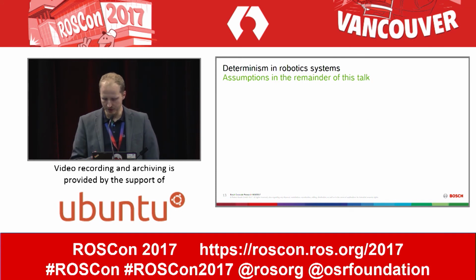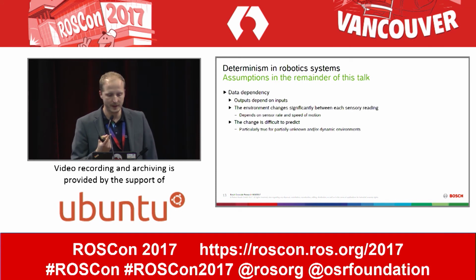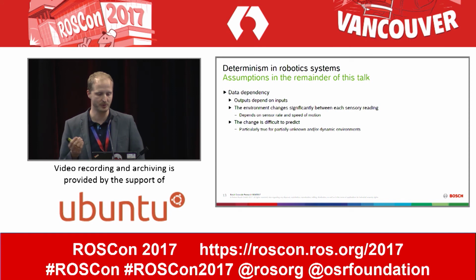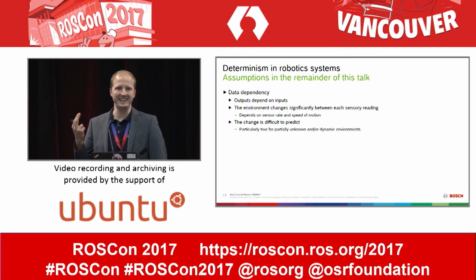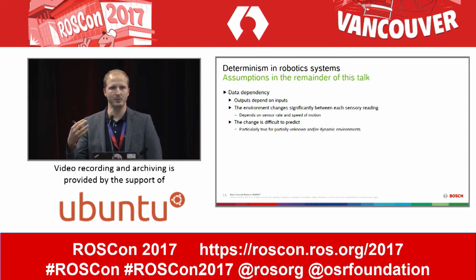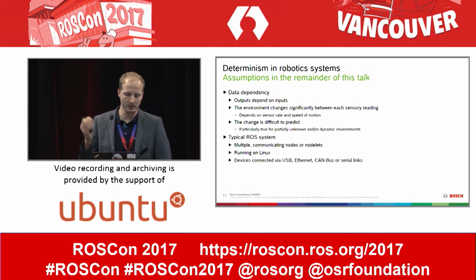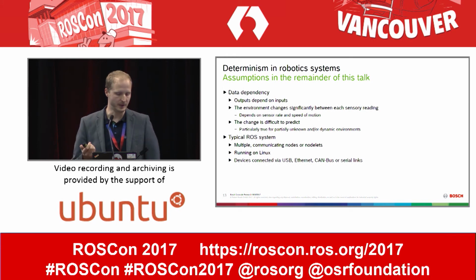Great. So just to also give some perspective, this is not applicable to all robotic systems. This is most important for things where the output depends on the input, which is almost always true. And it's also for dynamic environments, when the environment actually changes fairly quickly. And also when you can't predict very well. And I also assume a typical ROS system, which is running on Linux, has multiple nodes, and you have typical bus systems.